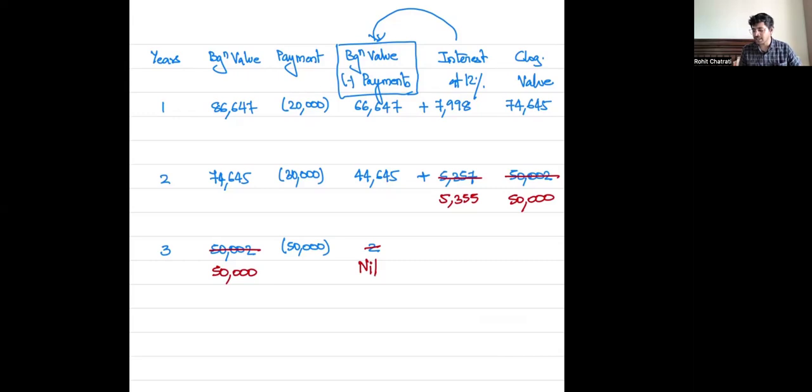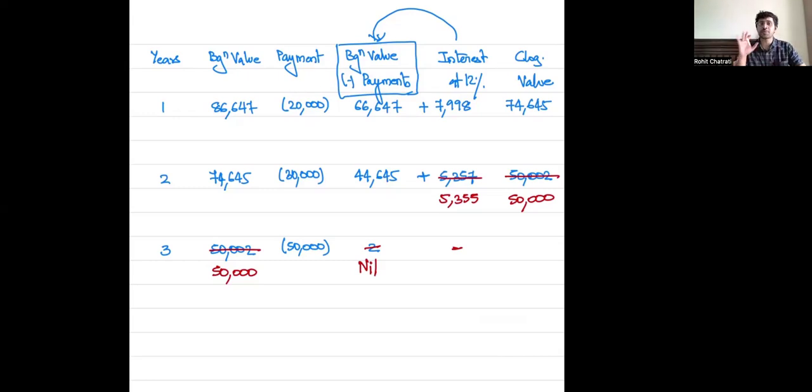Therefore, I'm adjusting the interest as 5,355. Why is the interest 0 for year 3? Because the principal that was outstanding during year 3 is 0. I had to make a payment of 50,000 at the beginning of year 3, and I made that payment at the beginning of year 3 itself.